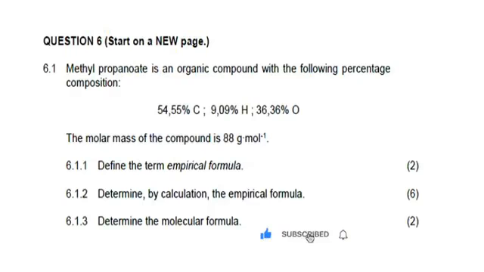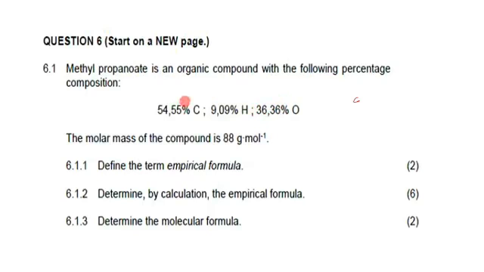Okay, without any further ado, let's look at question 6. We have 6.1. It says methyl propanoate is an organic compound with the following percentage composition. So we are given 54.55% carbon, 9.09% hydrogen, 36.36% oxygen.